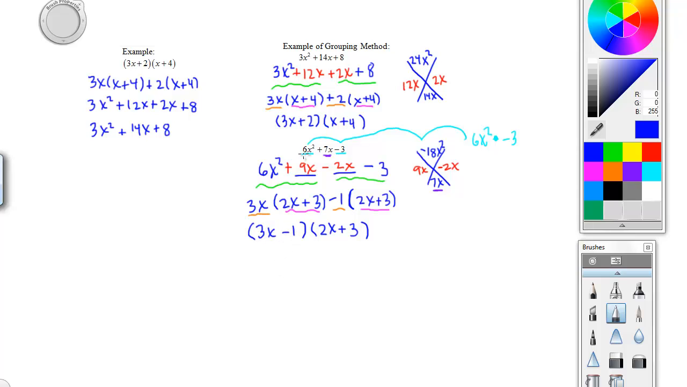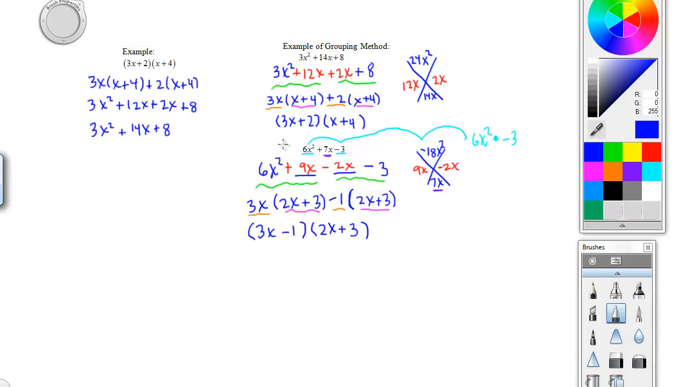Okay, so factoring is just going backwards from multiplying. So if I multiplied this out, I could say 3x times 2x plus 3 and negative 1 times 2x plus 3. I would distribute each of these to get these terms, distribute this, get these terms, and then combine like terms to get this. So you're going for fluency to be able to go forward and backward. Multiplying is like this, and factoring is like this.